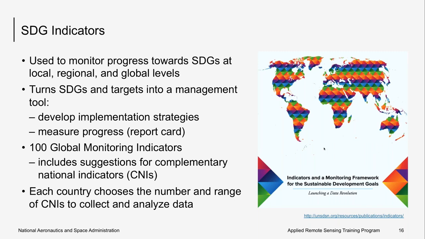Each level of monitoring requires different types of indicators. These include 100 global monitoring indicators decided upon based on discussions within a large number of national statistics offices. Each country should pick the number and range of complementary national indicators that best suits their need and capacity to collect and analyze data. The full report for these indicators can be found using this link below the image here.